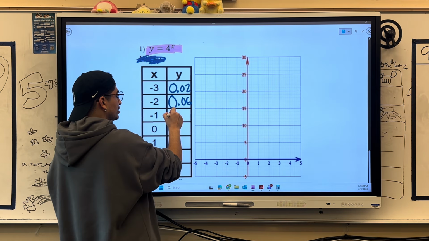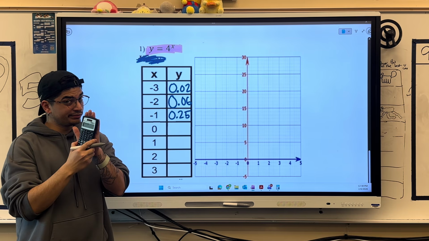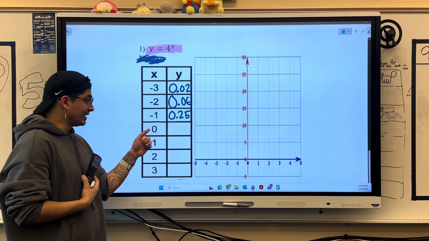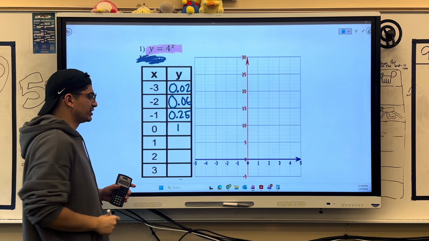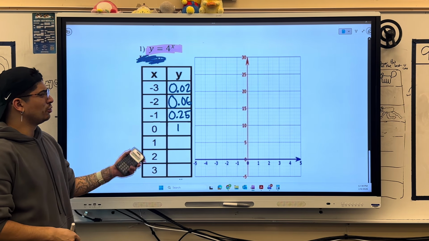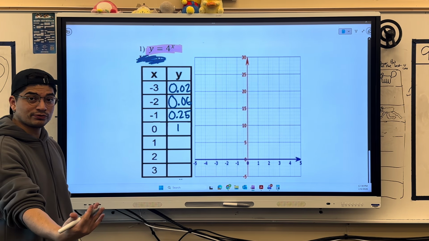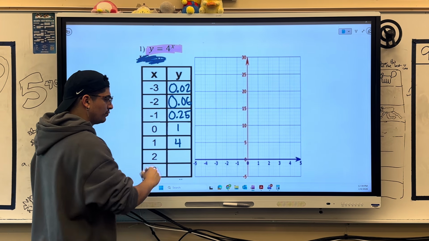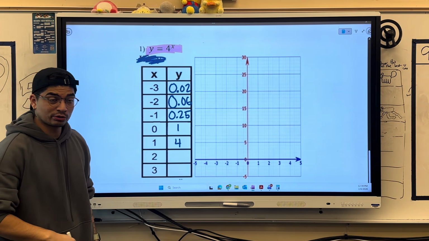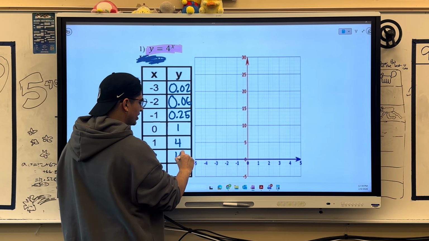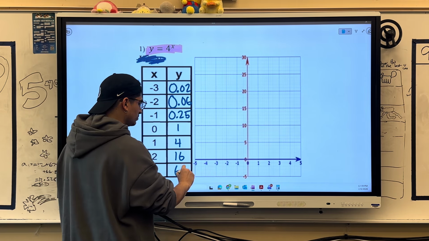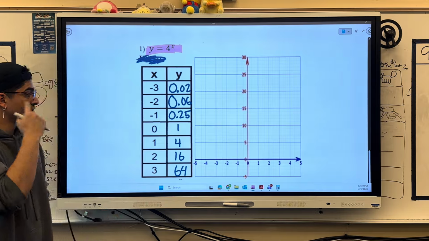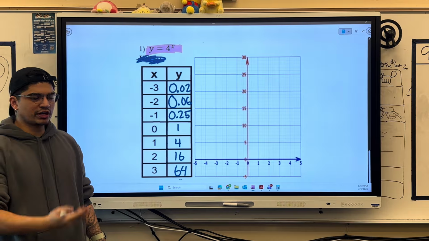This next one, you can use a calculator, but think to yourself that anything to the power of 0 is always just 1. And then I already know what my 4 to the power of 1 is, just 4. 4 to the power of 2, 4 times 4, 16. And then 4 times 4 times 4, 64. So now I'm gonna try graphing this, right?